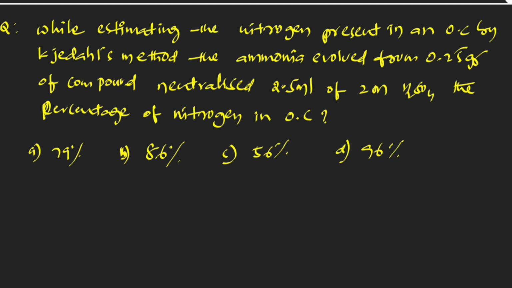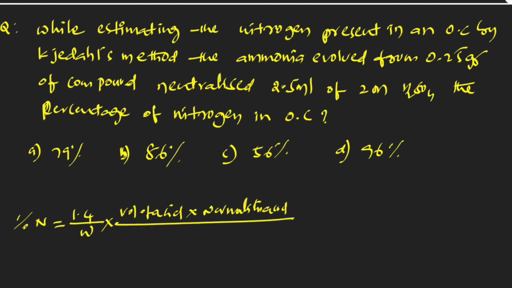First of all, the percentage of nitrogen is calculated by using 1.4 divided by W into volume of acid into normality of acid. This is the principle to calculate percentage of the nitrogen. See, first of all, what is the volume? How much is given? Volume of acid is given, it is 2.5 ml. Normality of acid.